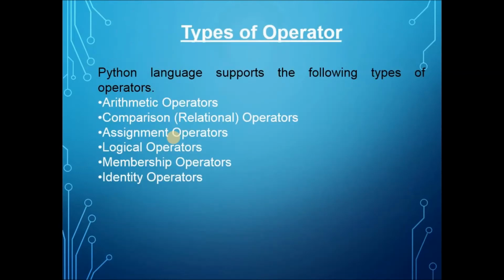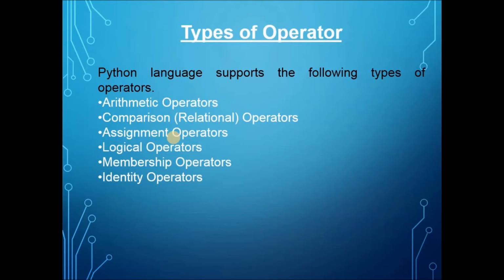After that, types of operators are there, so you have to know about the operators also. These are the main things for any of the operations. Python language supports the following types of operators: arithmetic operator, comparison operator, assignment operator, logical operator, membership operator, and identity operators. So these are the operators in the Python language.